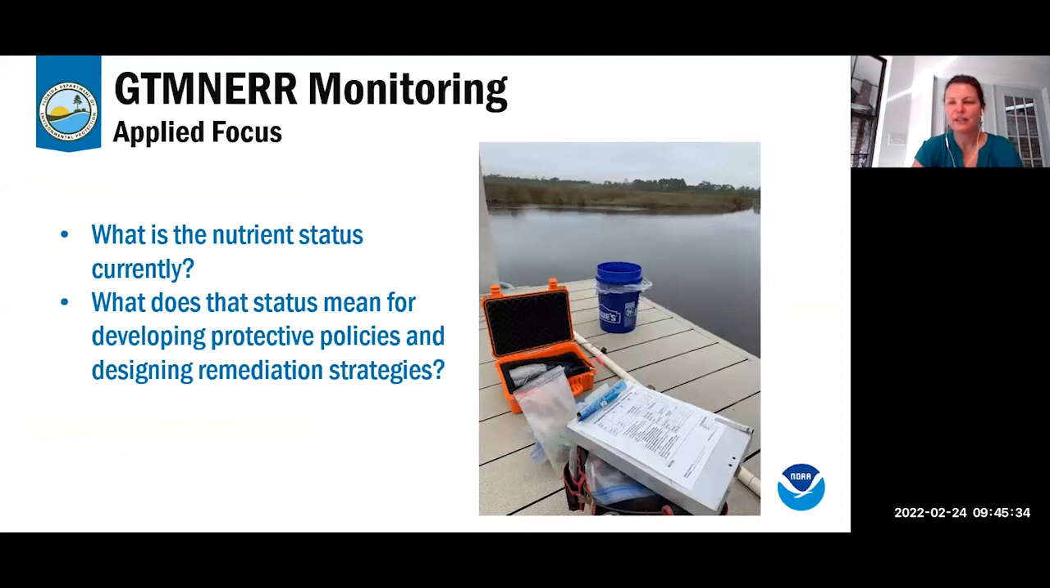And so because we are a reserve and we want to affect coastal management, we try to have a really applied focus. And we're challenging ourselves this year to not just use our water quality data to plot out monthly concentrations of nutrients, but really looking at what is the nutrient status of our different water bodies. And this will help us really be able to develop protective policies and remediation strategies.